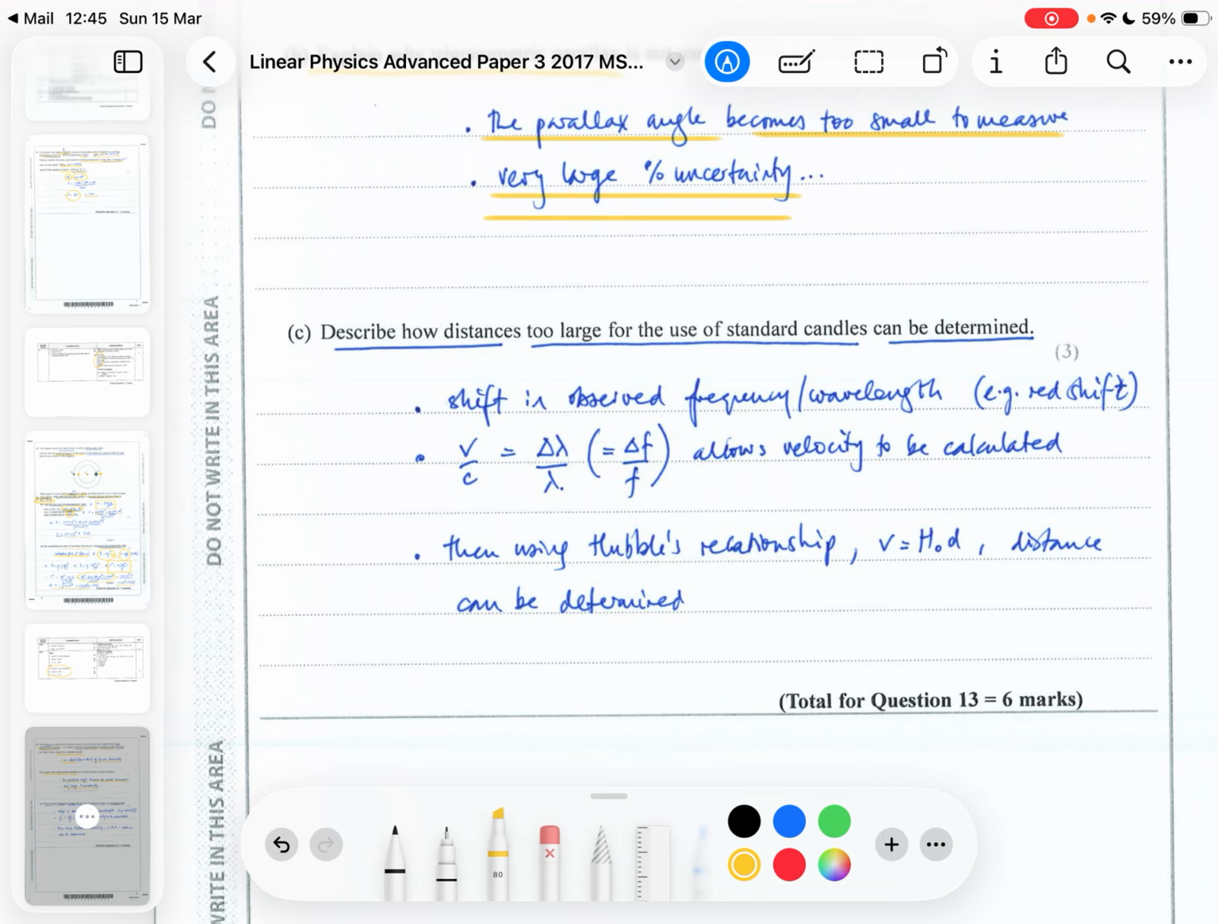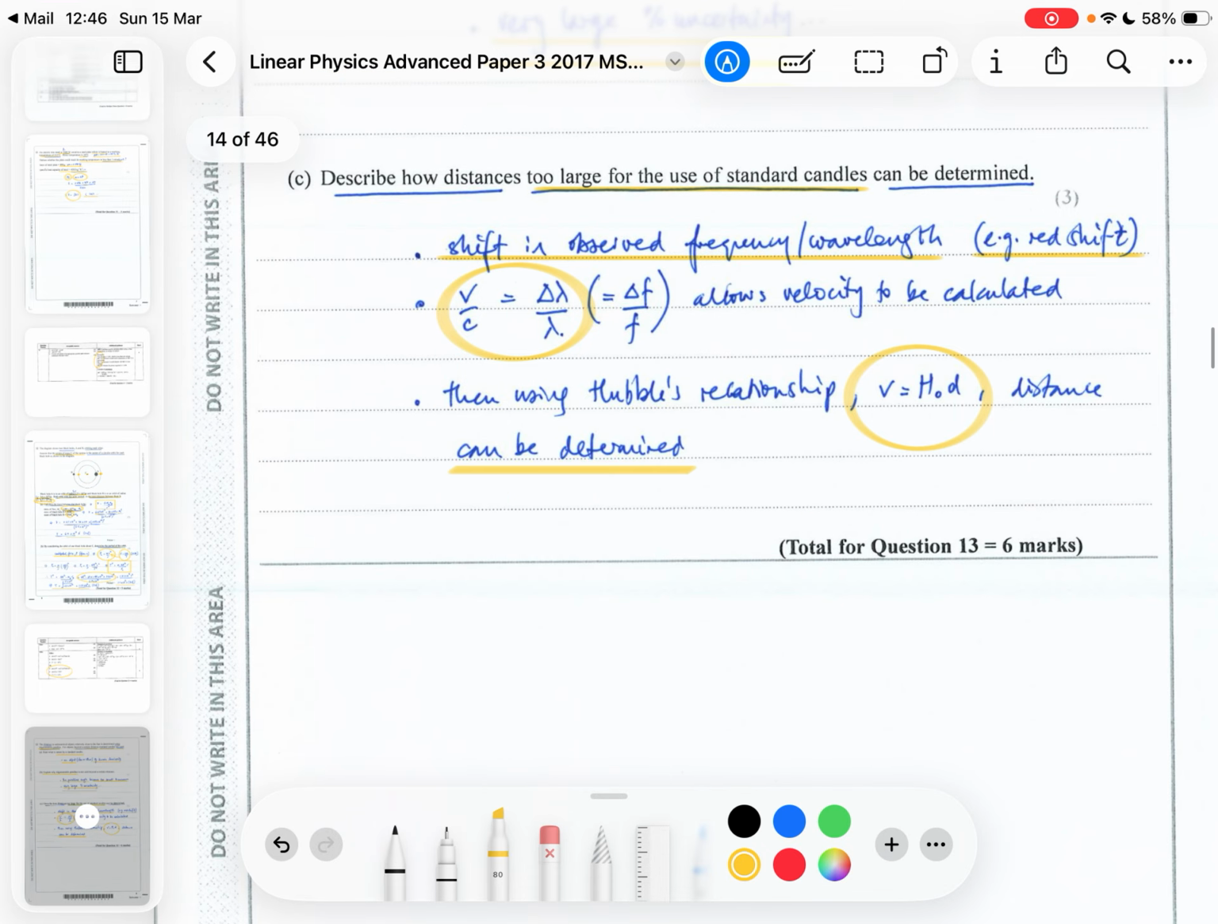Okay, describe how distances too large for both these methods, standard candles even, can be determined. Well, then you need to look at the shift in the frequency that we looked at before in an earlier question. So for example, look at the redshift, and from that you can work out the velocity like we did before, and from that you can then use the Hubble relationship, which shows that the recession velocity of distant galaxies is proportional to their distance from us, and that allows you, because we know H0, to determine the distance for objects which are further away. Okay.